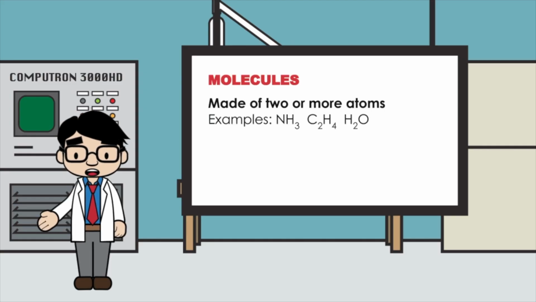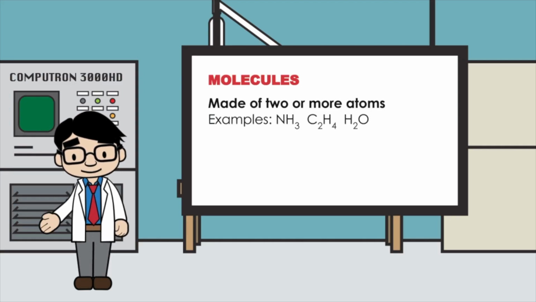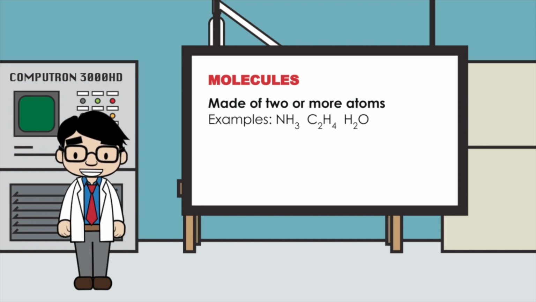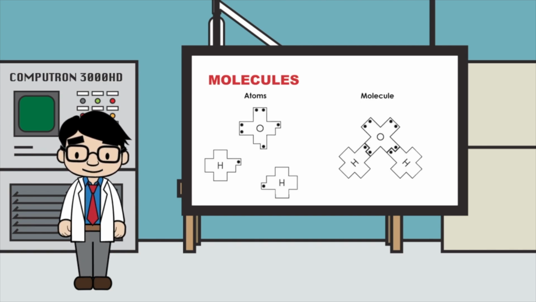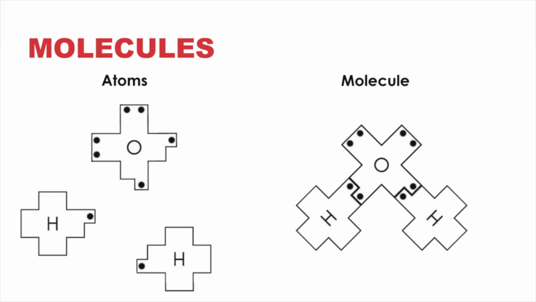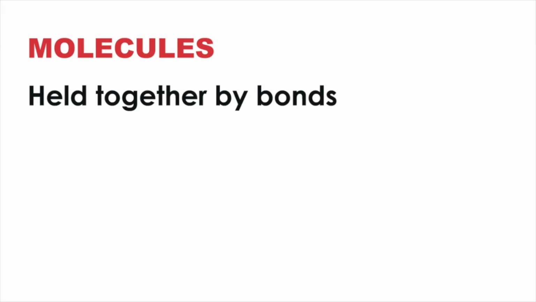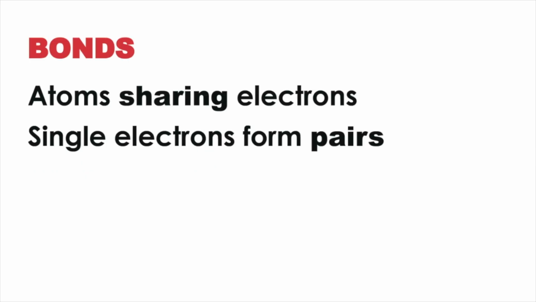Molecules are made of 2 or more atoms. Examples include NH3, C2H4, and H2O. Let's compare the two. On the left are separate atoms, but on the right they're joined together making a molecule. All molecules are held together by bonds. Bonds are the sharing of electrons between atoms.